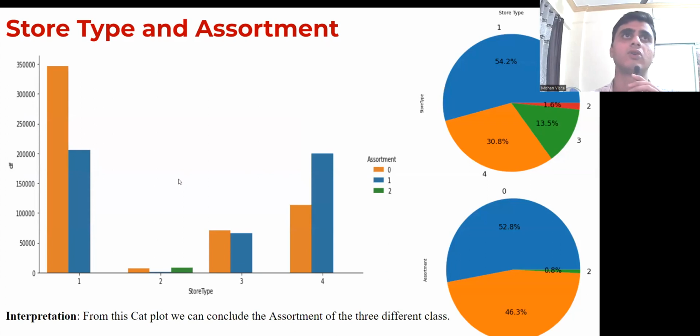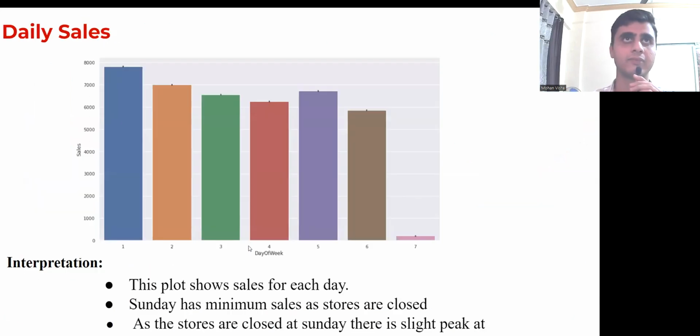Store types and assortments. From the following plot, we can conclude that assortment of the three different classes. Daily sales: the plot shows us the total sales for each day. Sunday has minimum sales because a large number of stores were closed, whereas on Monday we see a peak. This is because the stores were closed on Sunday.